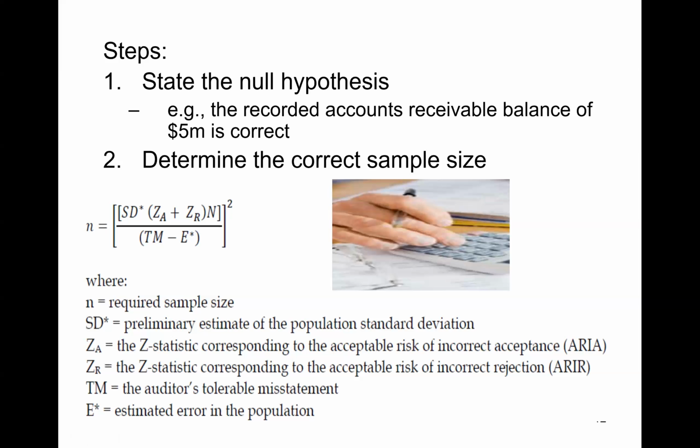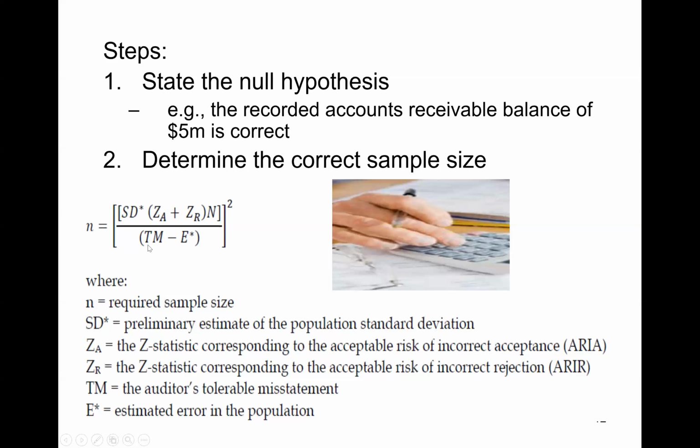ZA and ZR, remember, these are corresponding to these two risks. So when these two risks are high, ZA is high and ZR is high, then the sample size has to be larger. And when the population size is larger, then the sample size is larger, right? So for example, if you have a company with 100 customers versus a company with 1 million customers, the company with 1 million customers is going to need a larger sample. Okay. So that's in terms of the numerator.